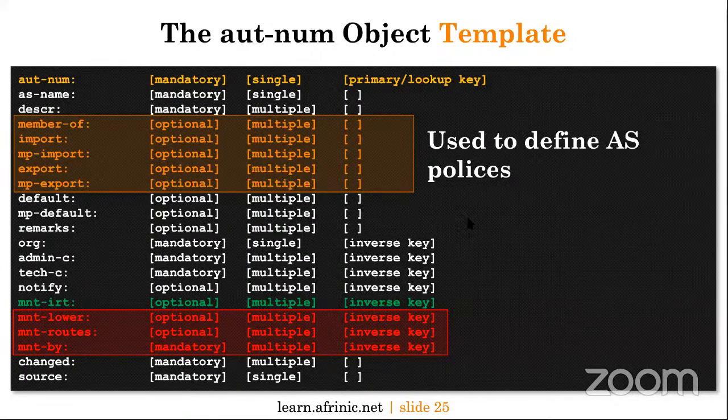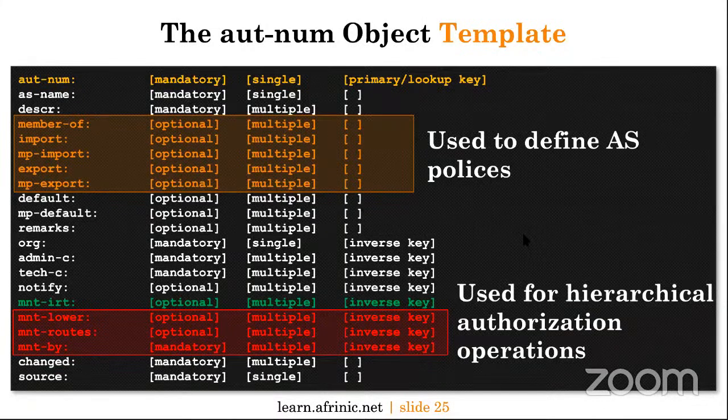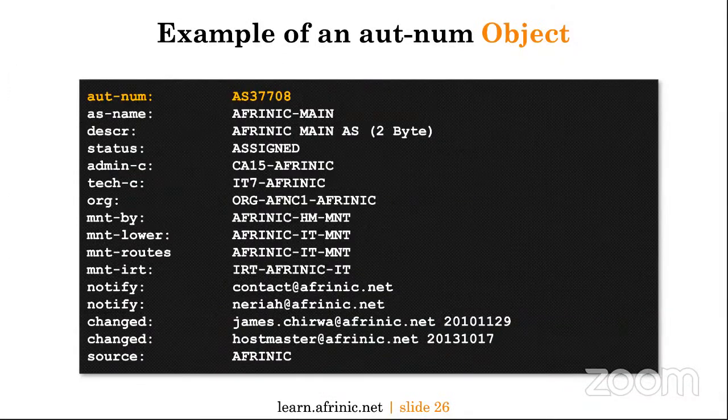So as Deb said, you use those different maintainers for hierarchical authorization operations. We will see that also shortly. We'll show you examples of that. So this is an example of an aut-num object. Of course, this doesn't have any policy definitions in it at all, so you can see that it doesn't have any import or export attribute values there. But this gives you an idea of what an aut-num object looks like.